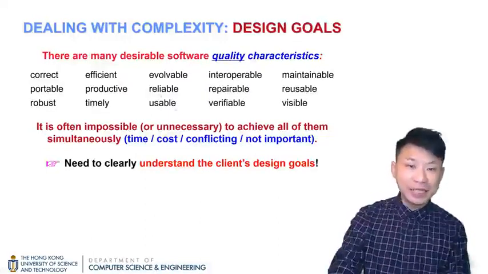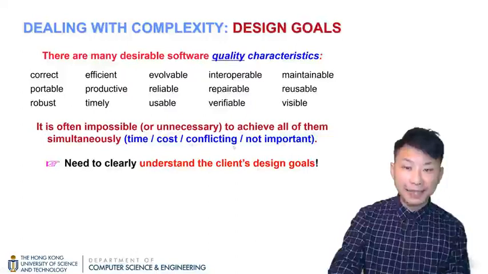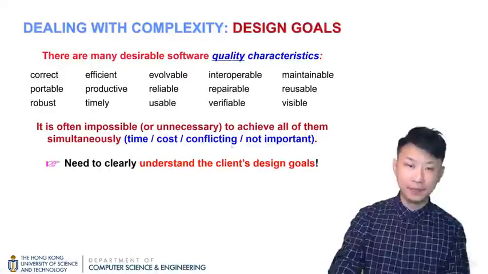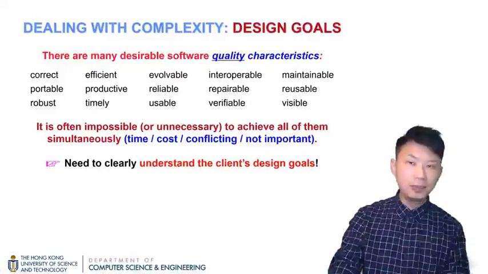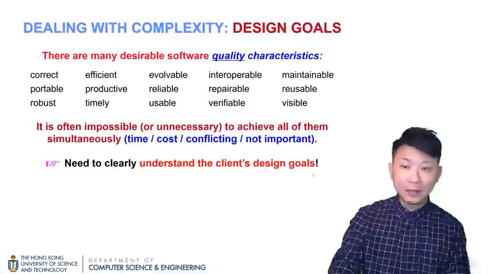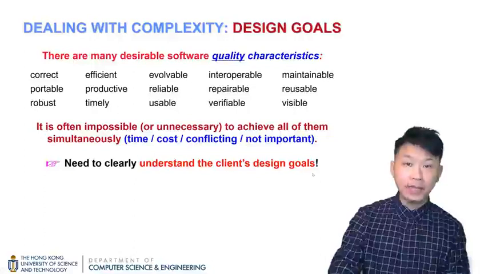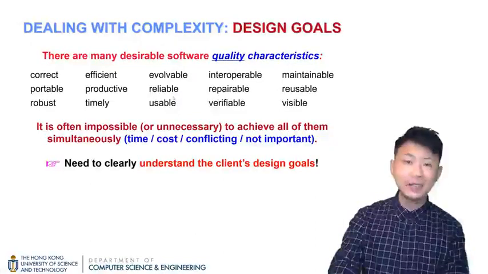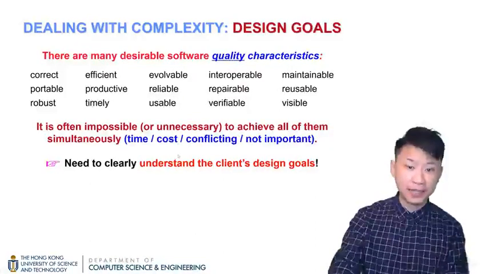And notice that some of the design goals may be conflicting with one another. So that's why it's not possible for you to achieve all the design goals at the same time. And to choose the appropriate design goals, you need to clearly understand the client's design goals at the very beginning of the project. If the client tells you that I want the system to be efficient and to be reliable, then those have to be the design goals that you choose for the project.